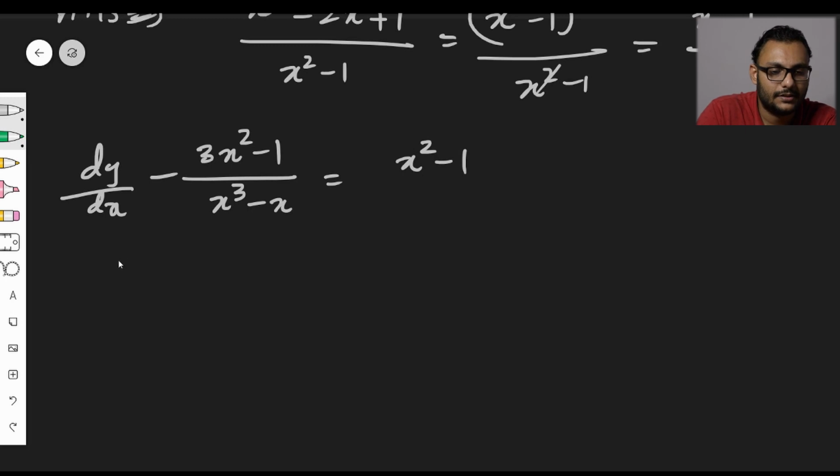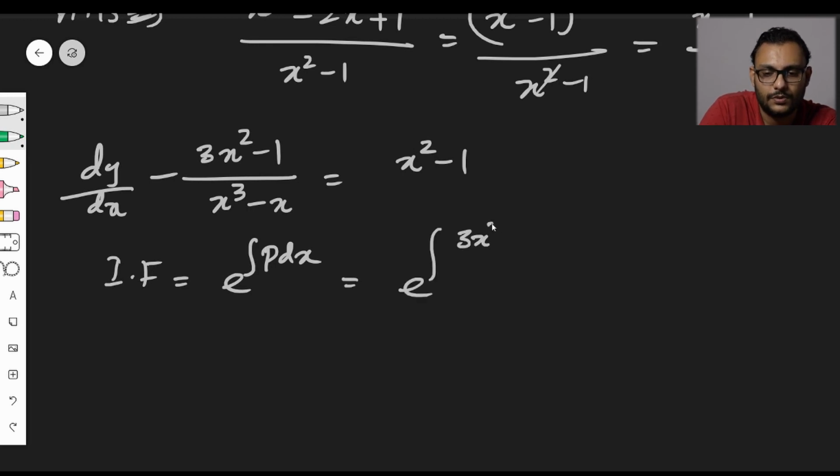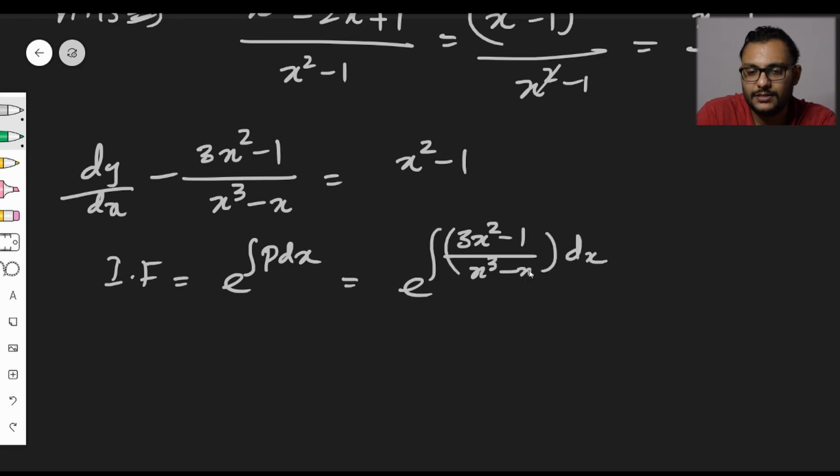Now we can find the integrating factor. Integrating factor is nothing but e raised to integral p dx, which is equal to e raised to integral 3x square minus 1 by x cube minus x dx. Checking this equation, we can see that the numerator is nothing but the derivative of the denominator term.